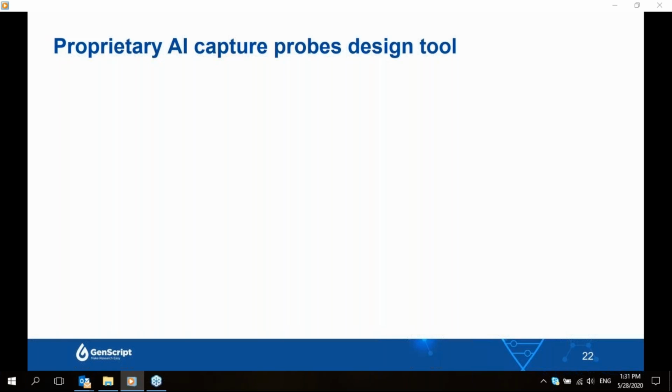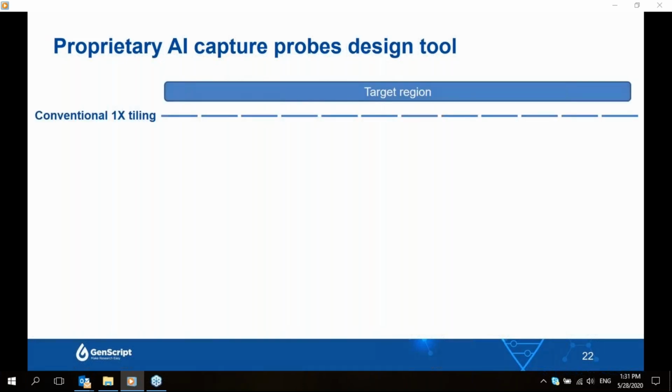Since we haven't got an official name and haven't officially launched the tool, I'm using the generic name of AI capture probe design tool for now. Let's have a genomic region. So conventionally, probes are designed to cover the target region end to end, and each base in the target region is covered once. The more sophisticated tools will screen for some repetitive regions, and that's it. And that's also how we started, 1x tiling.